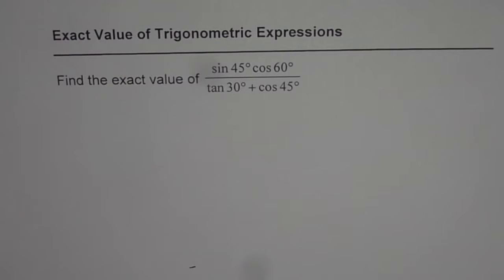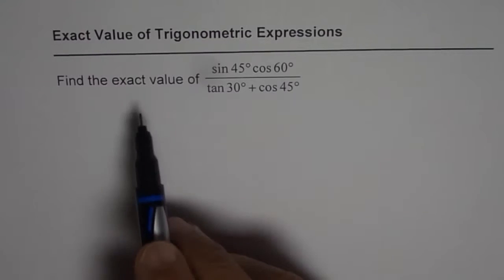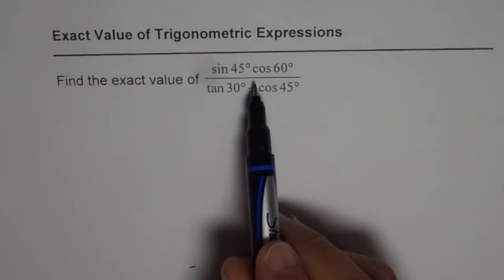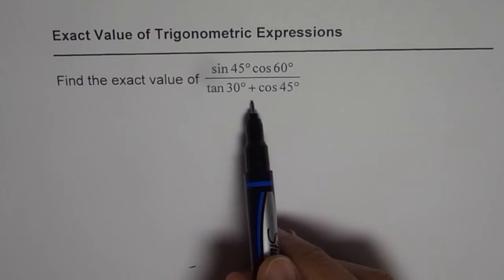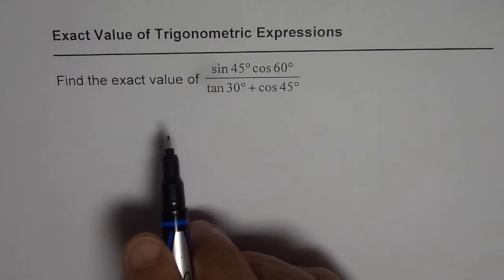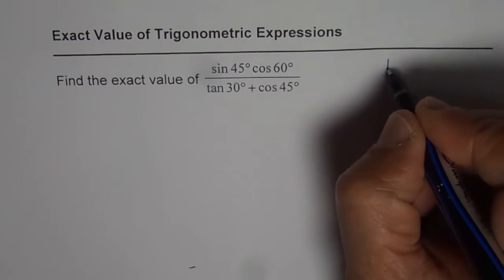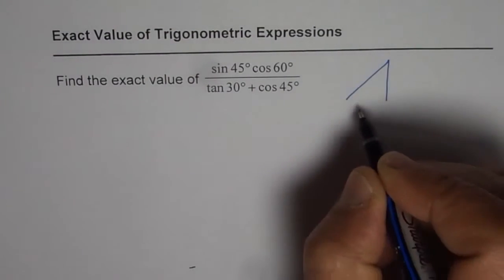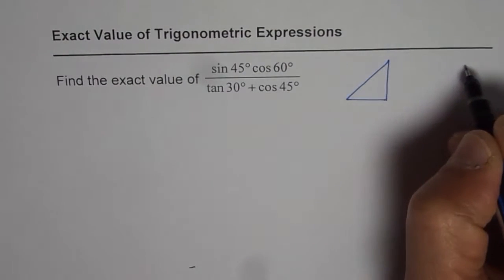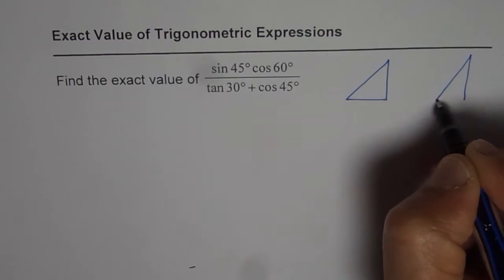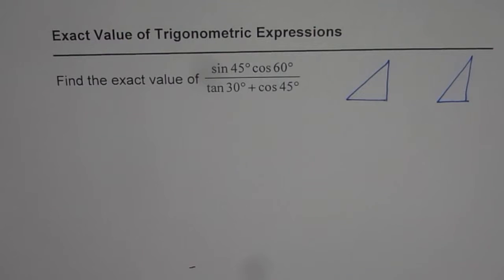Exact value of trigonometric expressions. I'm Anil Kumar, and let us now find the exact value of sine 45 cos 60 divided by tan 30 plus cos 45. So as in all the videos, I start with making the special triangles, and we have 45 90 45 and 30 60 90 triangles before us.